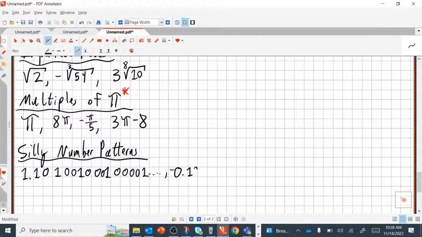Negative 0.123456789101112. Well, 1, 3, 1, 5, 1, 4, 1, 5, 1, 6. Yeah, that's irrational, right? Because I can't put a line over anything. That's a different thing altogether. Well, i squared's rational. Anyway.